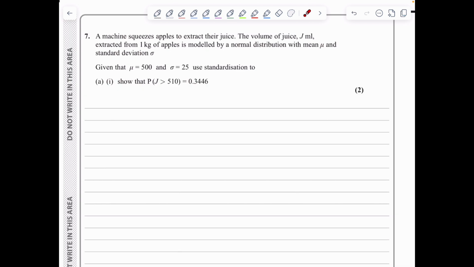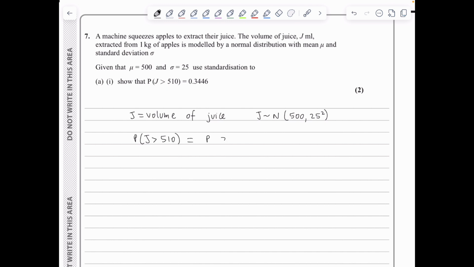In question 7, we've got a machine squeezing apples to extract their juice. The volume of juice, capital J milliliters, extracted from a kilogram of apples is modeled through a normal distribution with a mean of mu and a standard deviation of sigma. Now initially mu is 500 and sigma is 25, and we need to use standardization to show that the probability of J being greater than 510 is 0.3446. So there it is, J is the volume, J follows normal 500, 25 squared. So the probability of J being greater than 510, I will start by standardizing.